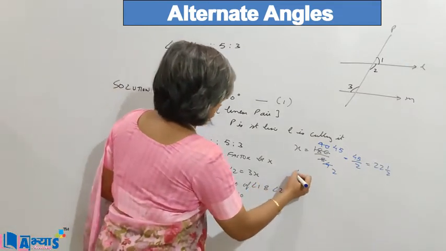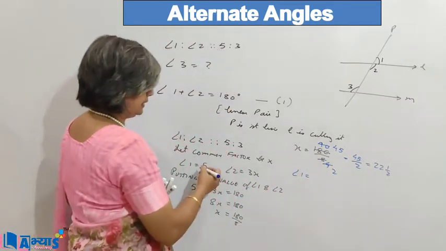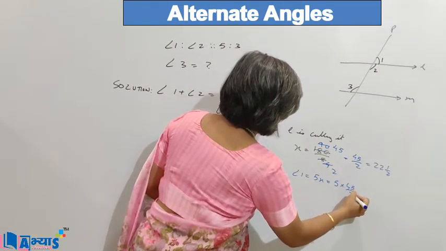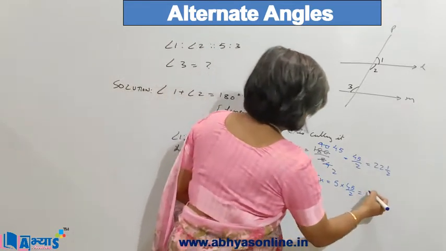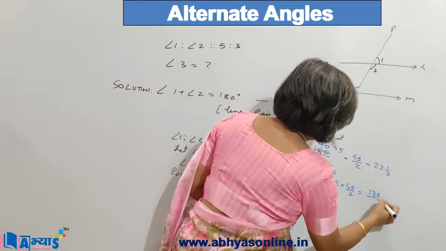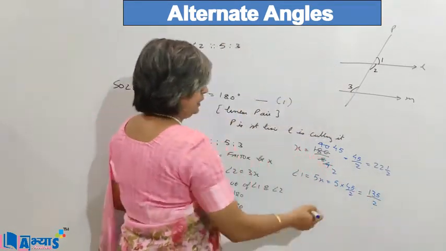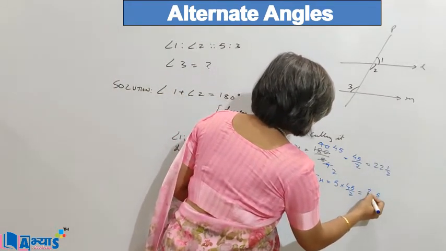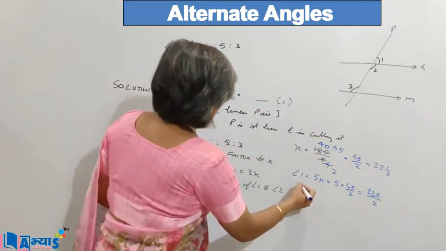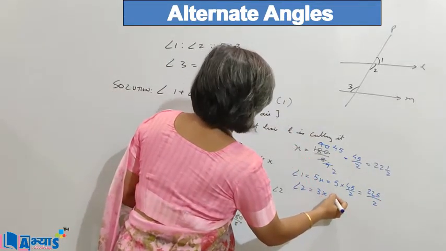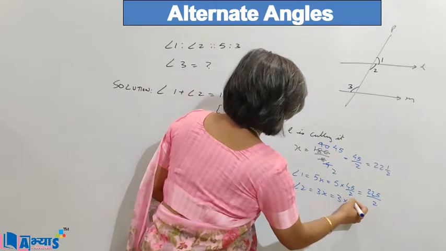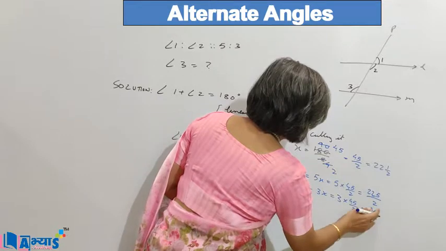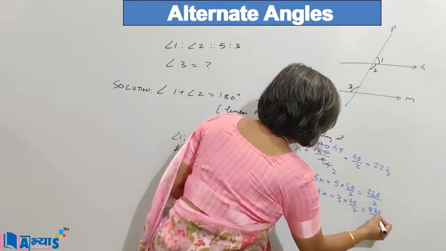So angle 1 is equal to 5x, so 5 into 45 upon 2, which is 225 upon 2. Similarly angle 2 will be 3x, so it is 3 into 45 upon 2, we will get 135 upon 2.